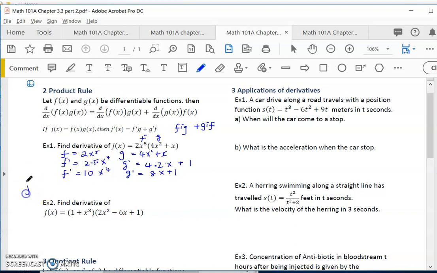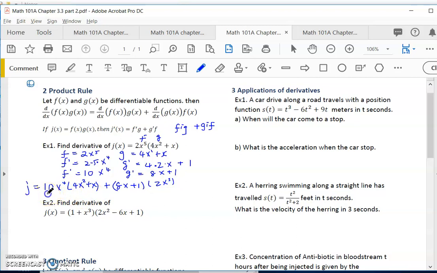Now we are going to do j prime. J prime is f prime g plus g prime f. F prime g is f prime times g, so 10x to the 4 times 4x squared plus x. Plus g prime, which is 8x plus 1, times just f, 2x to the 5, the one that is before derivative.